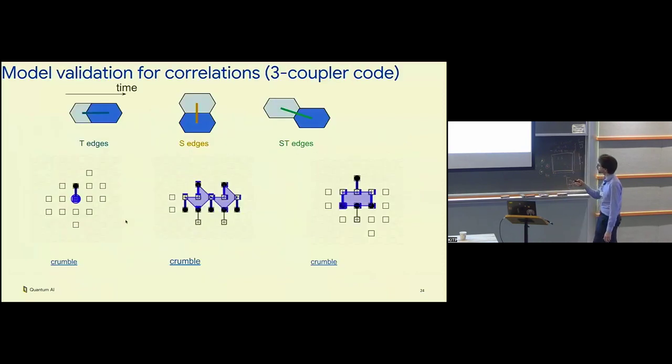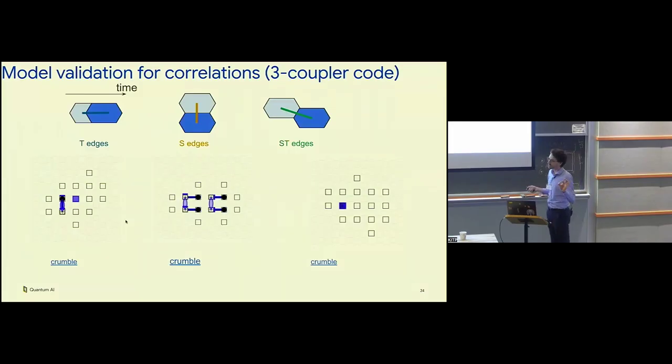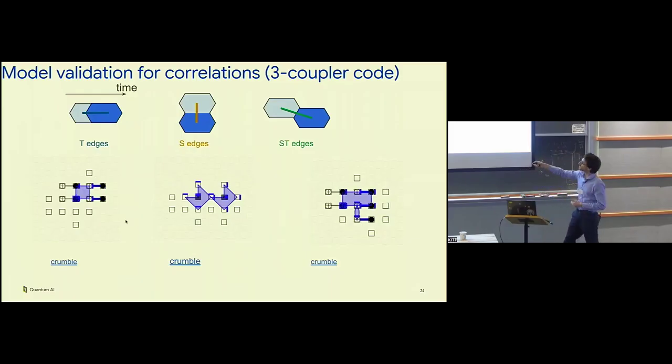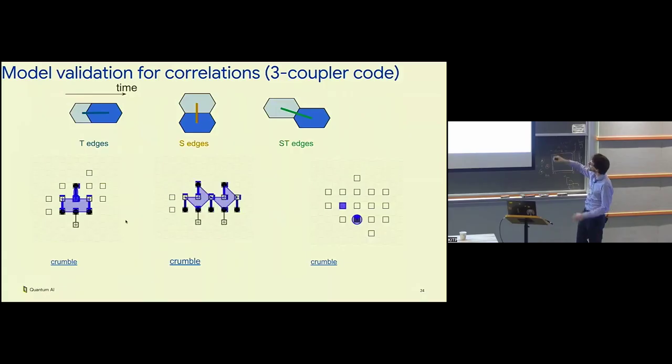Okay, we also have gone a bit deeper in validating our model, and so those are edges. So if you look at the decoding graph, there are edges between each node, and we categorize them as T edges, which are the same detector but shifted in time. We have S edges, which are just neighbors, and ST edges, which are a bit weird, but are just detectors that are neighbors, but slightly moved in time.